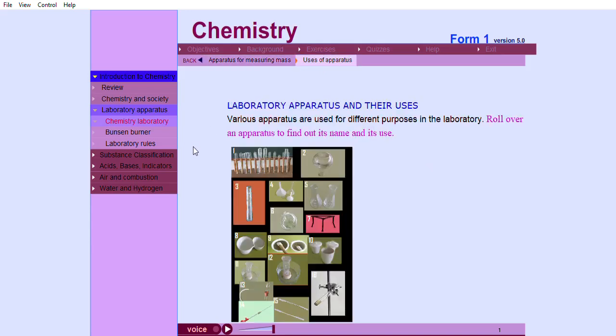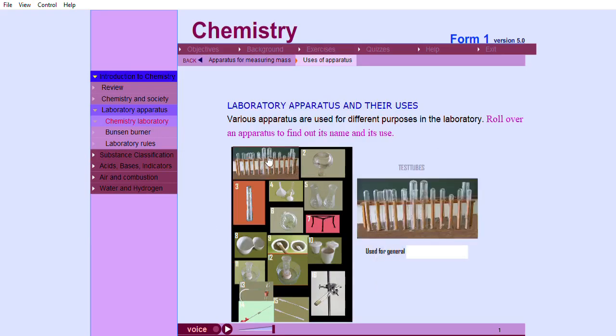There are certain apparatus that are used for different functions in the laboratory. These include test tube, boiling tube, funnel, round-bottomed flask, flat-bottomed flask, conical flask, evaporating dish, pestle and mortar, tripod stand, gas jar, trough, pipette, crucible, etc.